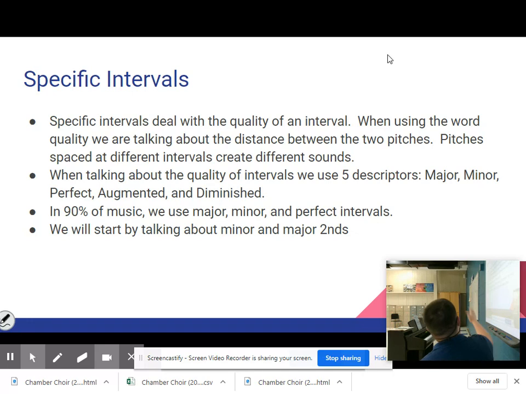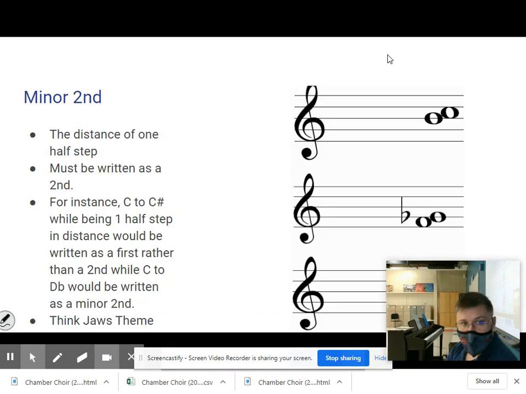Today we're only going to be talking about minor and major seconds. So the only intervals you're going to see are a second away. So there's going to be one letter to another letter. A minor second is the distance of one half step. So this would be just saying it's a half step interval, right? It has to be written as a second.